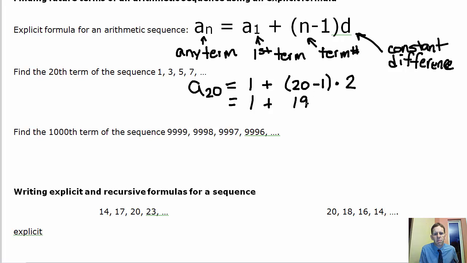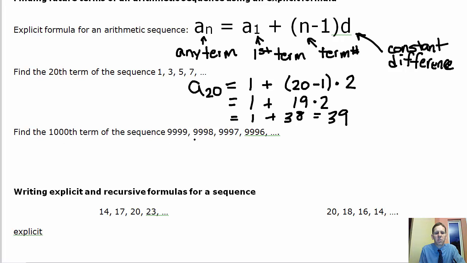20 minus 1 is obviously 19. Order of operations says once you work in parentheses, do your multiplication next. So don't do 1 plus 19 is 20 times 2 is 40. Now 19 times 2 is 38. And do 1 plus 38, which is 39. That makes more sense. 40 wouldn't make sense because it's an even number and it appears that all of our terms are odd.